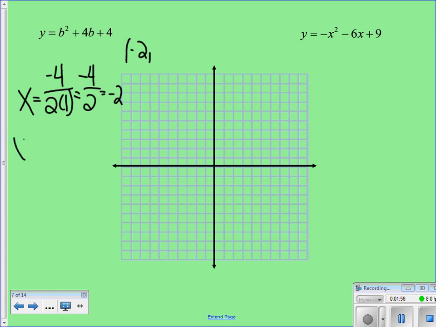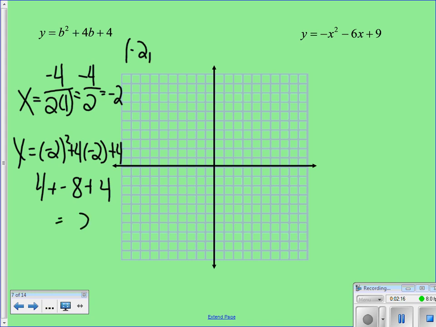So now I'm going to plug that back in to see what my y is going to be equal to. -2 squared is 4. -2 times 4 is -8. And then we're adding 4. Well, 4 plus the -8 plus 4 is going to give us 0. So my vertex is actually at the point over -2, up 0.